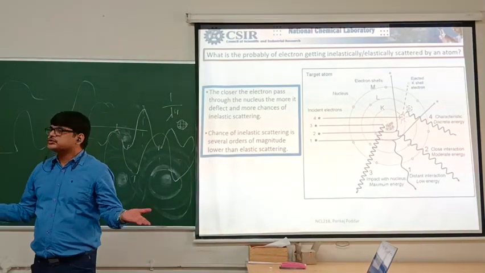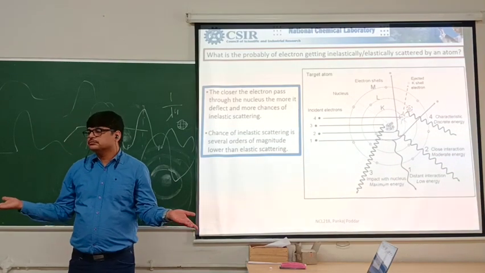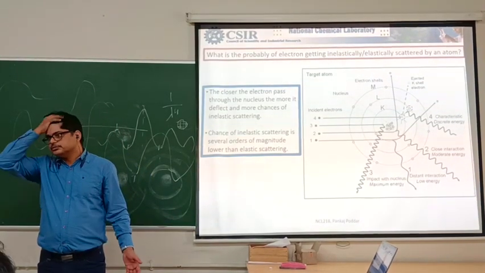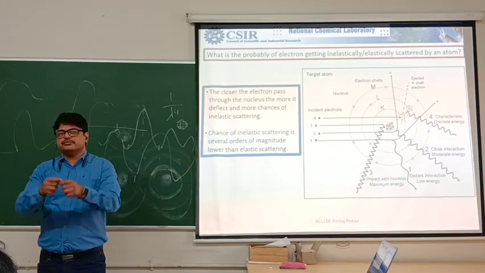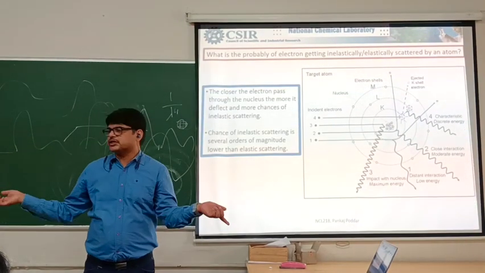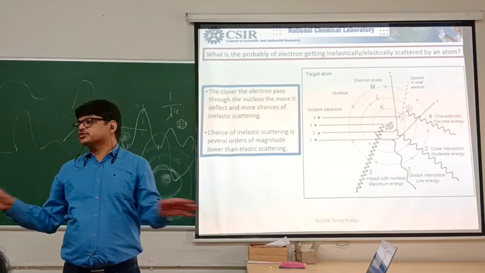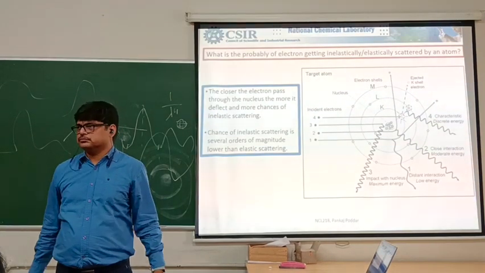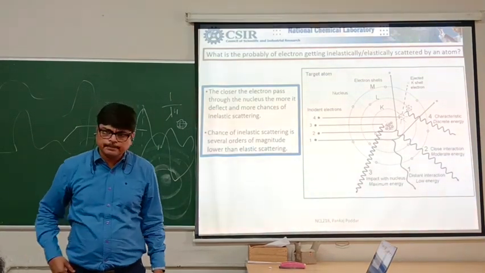What if the sample itself contains gold or platinum? Then there is no problem. There is no charging because these are metals. Then you don't need to coat. You will not have any problem because metal will conduct electrons and discharge them very effectively. For metal, there is no charging effect. The problem happens only in polymers.